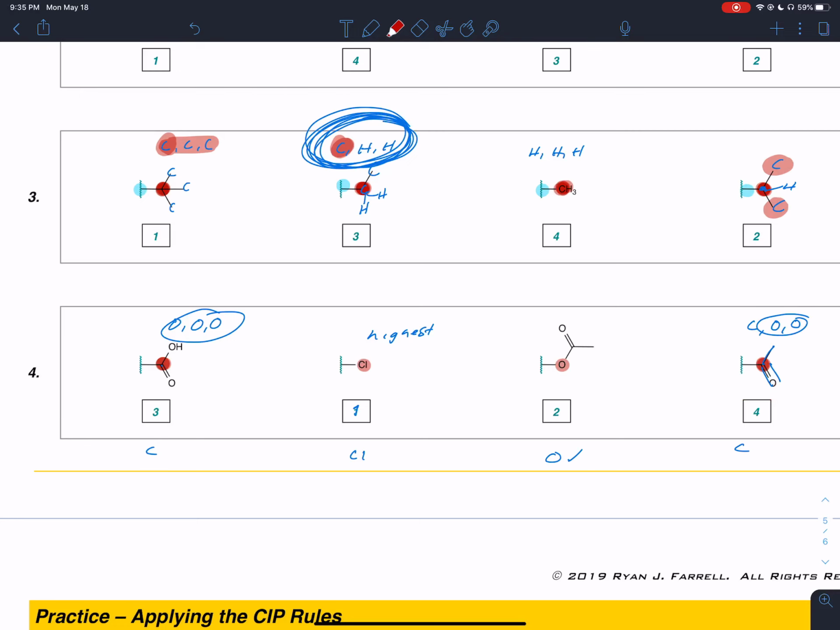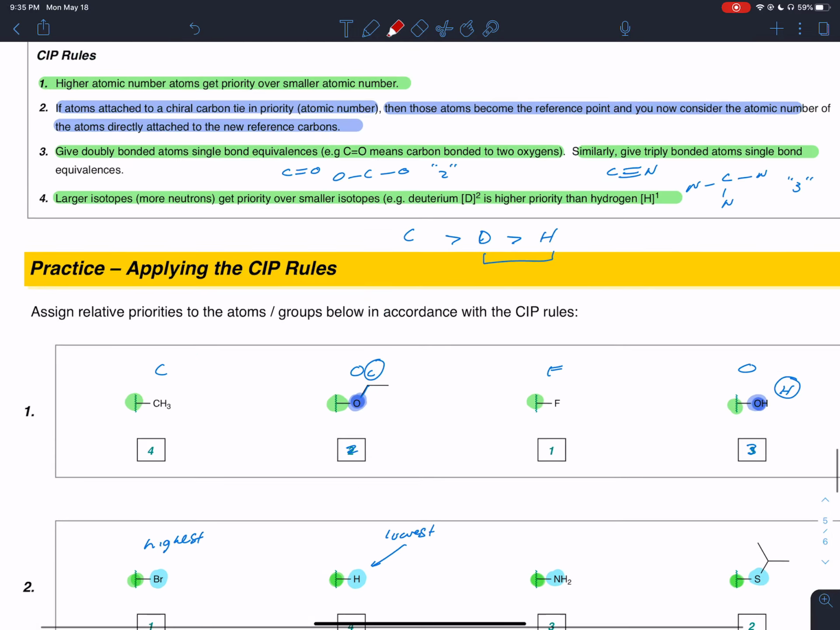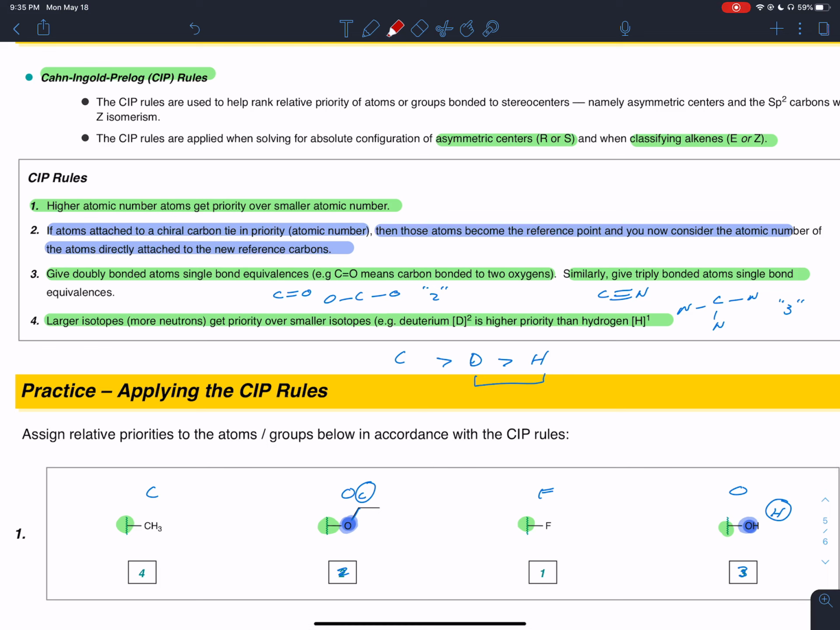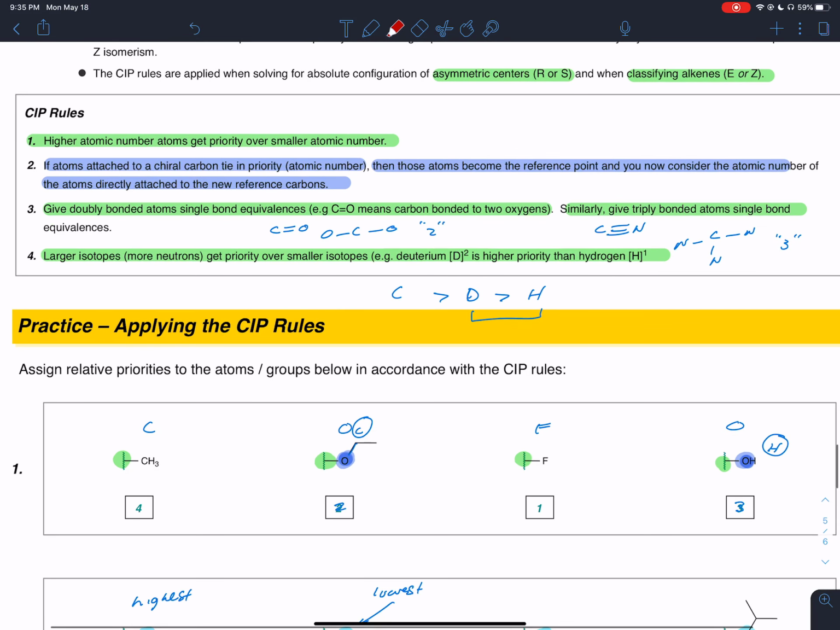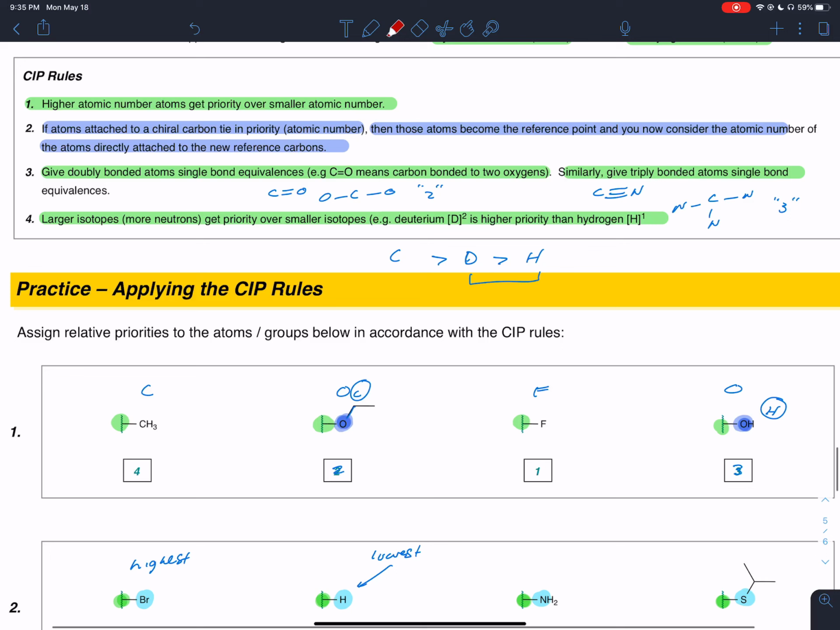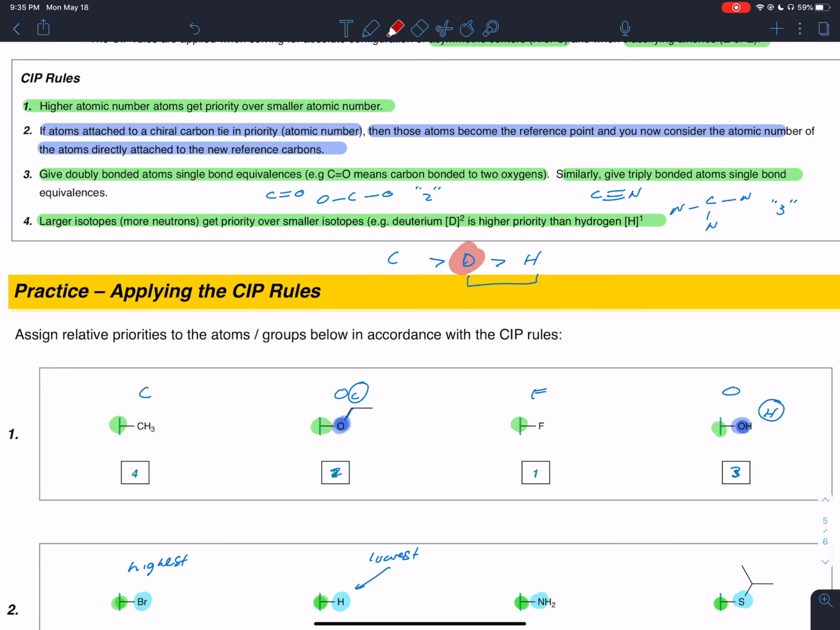Okay, I cannot stress how important it is to know these Cahn-Ingold-Prelog rules, and always consider that it is based upon atomic number, and if the atomic number is tying, we have to go one position further and look at the atomic numbers of those connection points within one bond at a time. You have to be very meticulous. Give double bonds and triple bonds single bond equivalences, and heavier isotopes get higher priority.